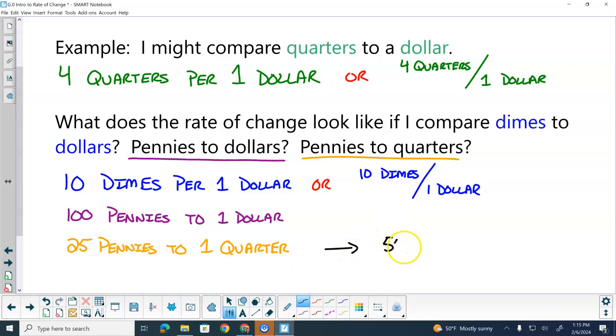Now, one good thing that came out of this morning's class is for that one, they came up with 50 pennies per 2 quarters. Are those two rates of change the same? They're not the same, but are they? Why?